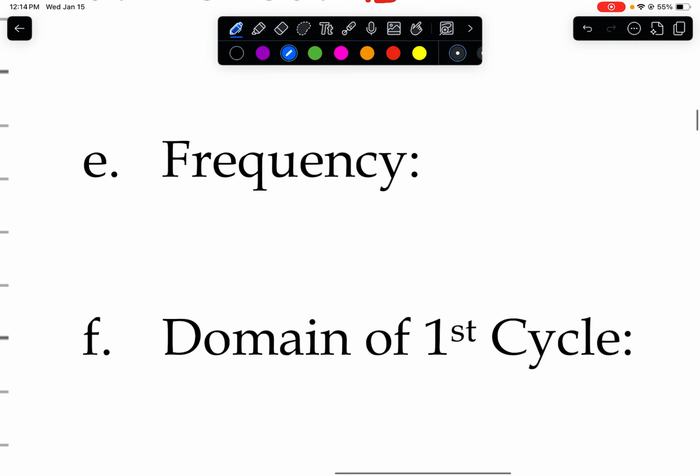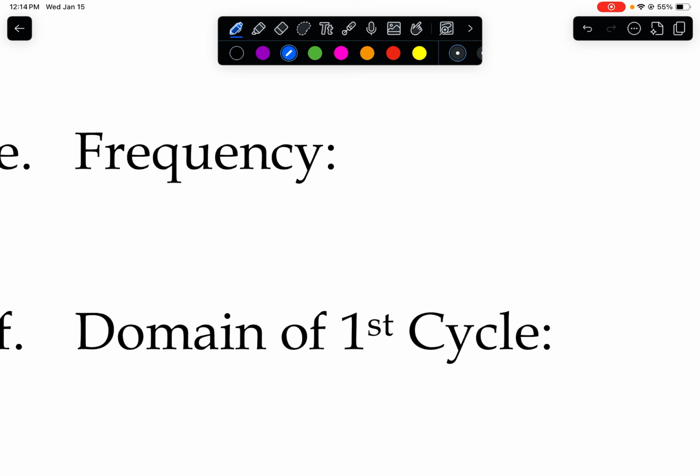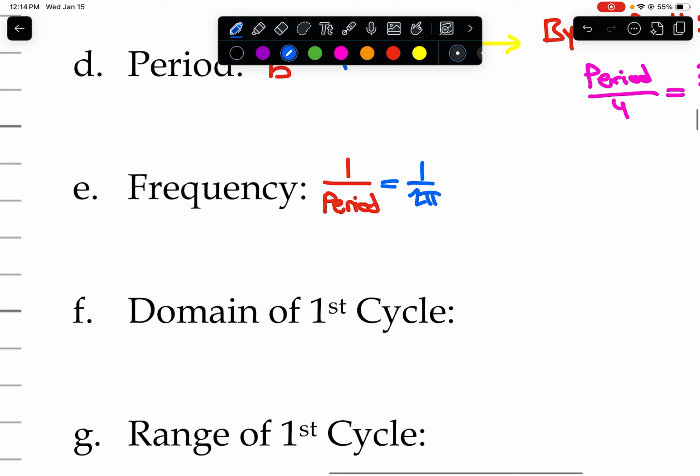All right, so next I'm going to do the frequency. Remember, the frequency is going to be 1 over the period. So 1 over the period is going to be 1 over 2 pi. So that's all you need for that one.